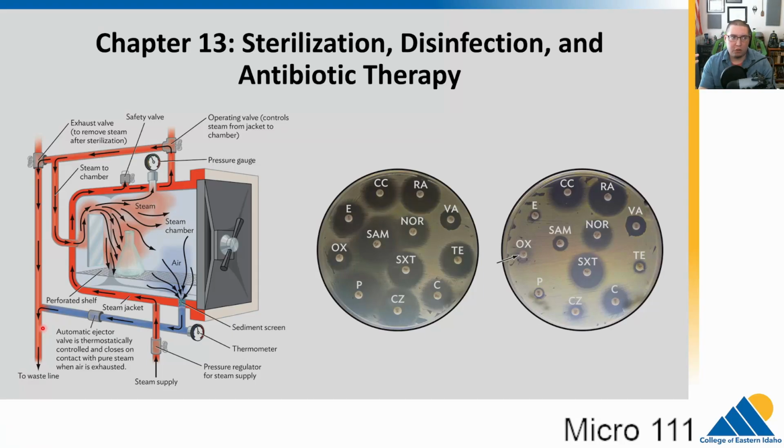Right. In the last chapter for Unit 5, we're going to talk about sterilization, disinfection, and antibiotic therapy. So, as a whole, this is ways to control microbial growth. We will talk about both chemical means, so things like antibiotics, and physical means like this autoclave here.